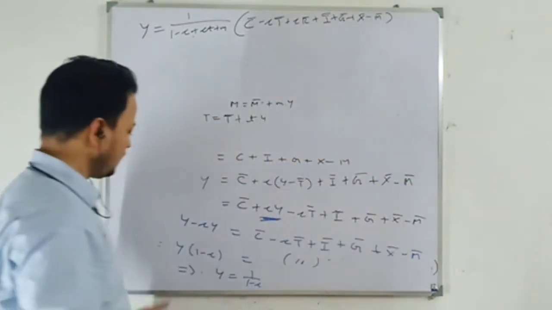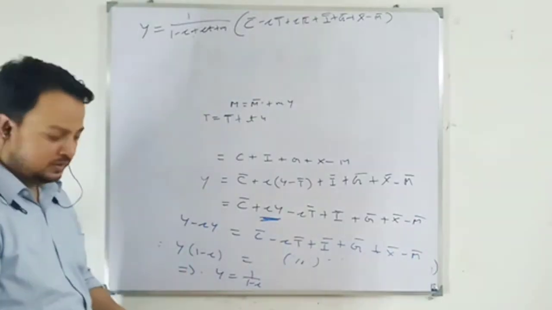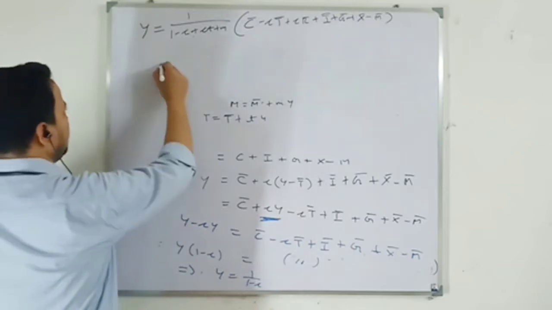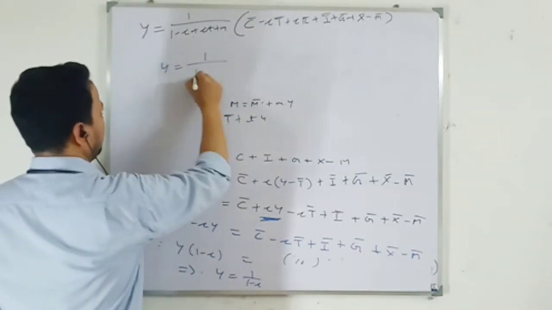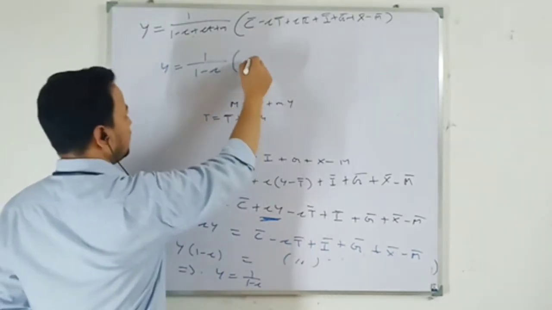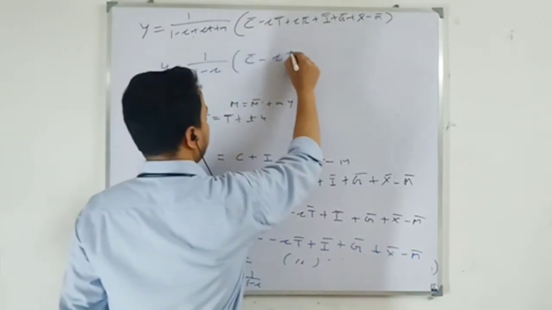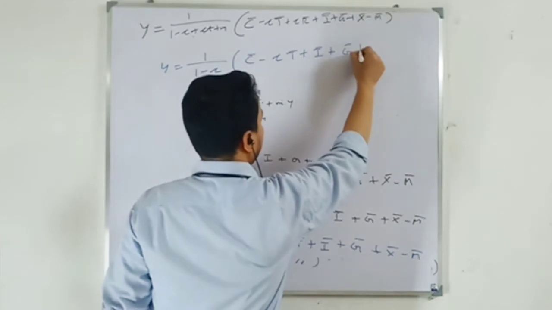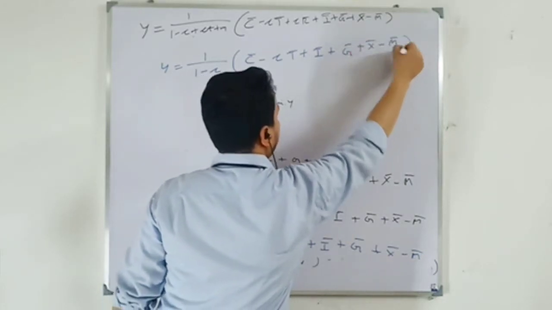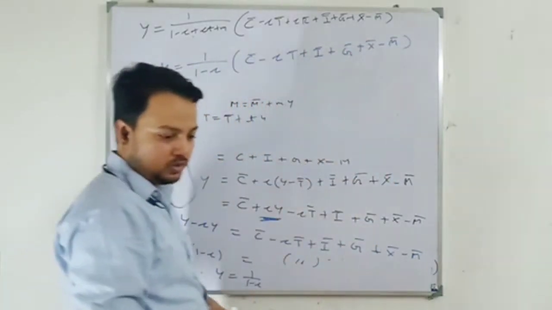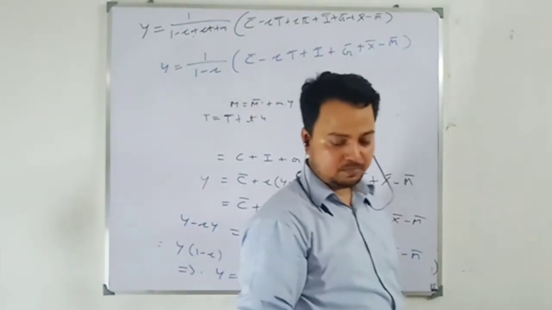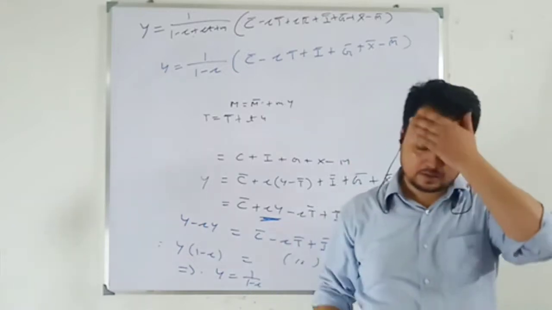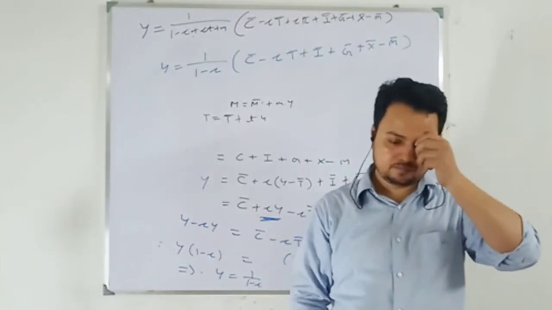Since I have reduced this term, let me write that. So y equal to 1 over 1 minus c, times c bar minus small c t bar plus I bar plus g bar plus x bar minus m bar. So I have just given you one paragraph. Just make improvement over this. Write down, just listen to me. You have written already.